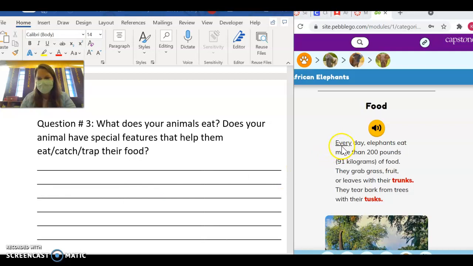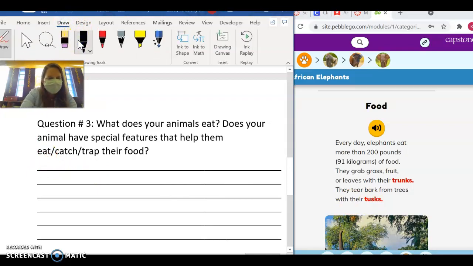It says, every day, elephants eat more than 2,000 pounds of food. They grab the grass, fruit, and leaves with their trunks, and then they tear off bark from trees with their tusks. So I'm going to come over here and I'm going to draw, so bear with me.